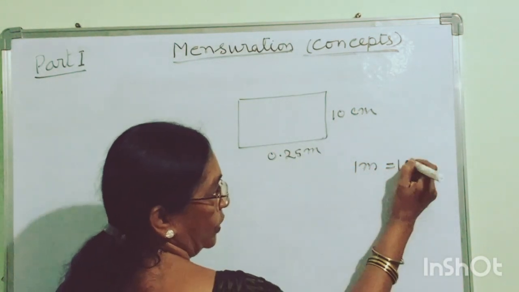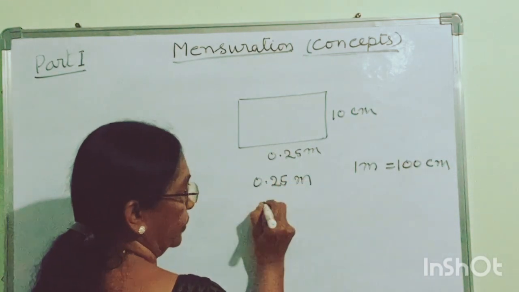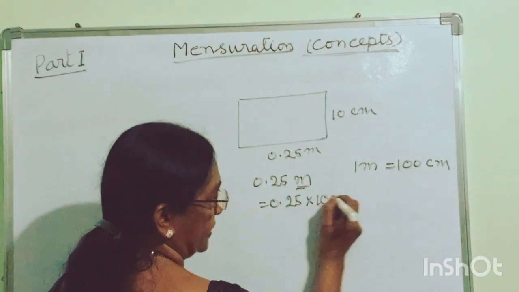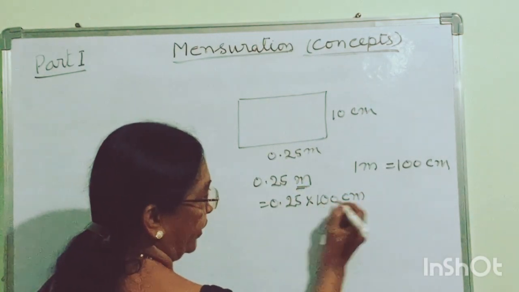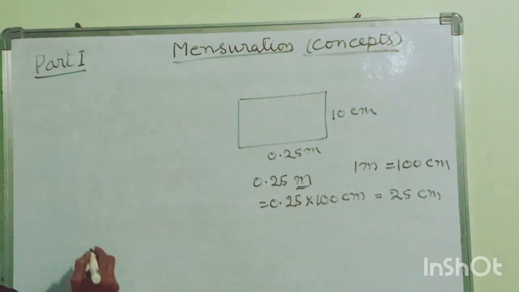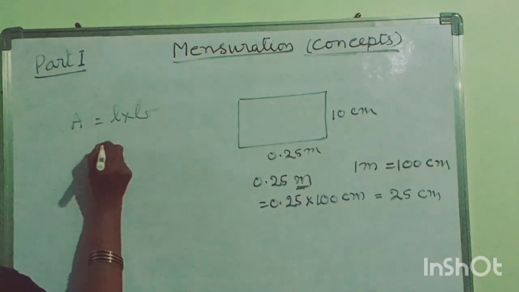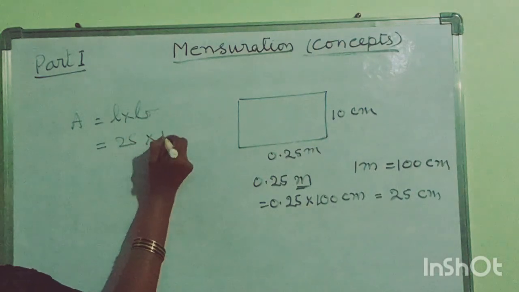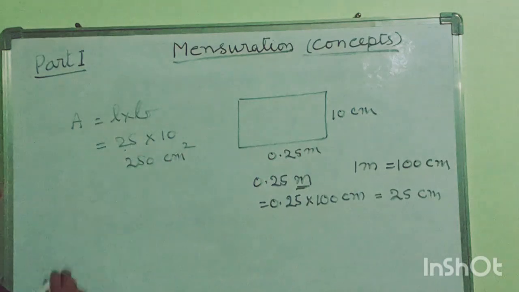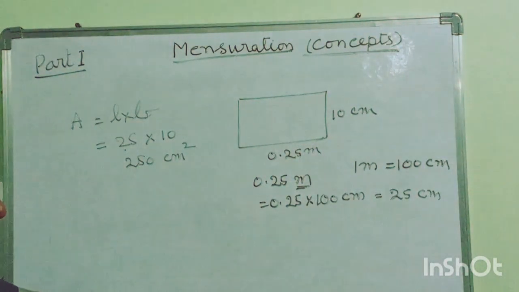1 meter is equal to 100 centimeters. Therefore 0.25 meter is equal to 0.25 into 100 centimeters per meter. So 0.25 into 100 is equal to 25 centimeters. So length is 25 centimeters. Now area is equal to length into breadth. That is equal to 25 into 10, 250 centimeter into centimeter, centimeter squared. So area of this rectangle is 250 centimeters squared.